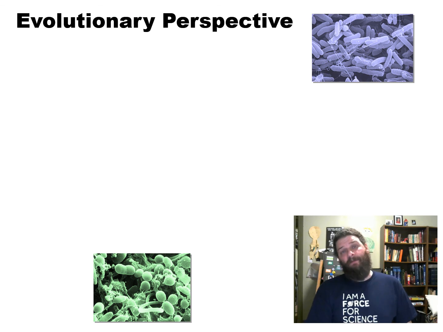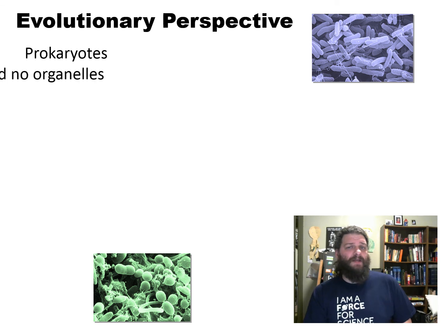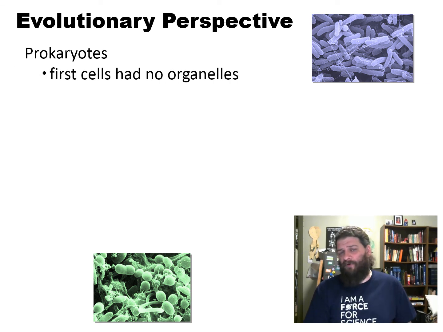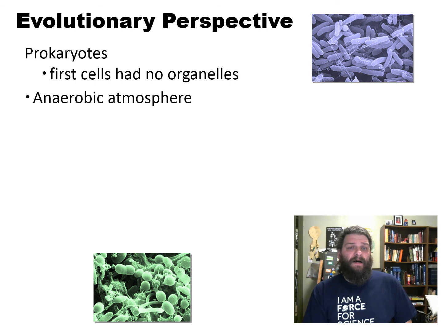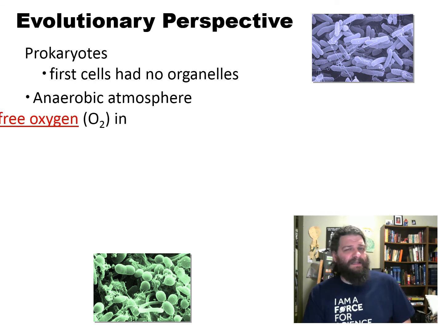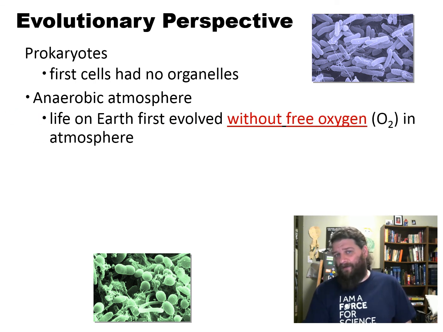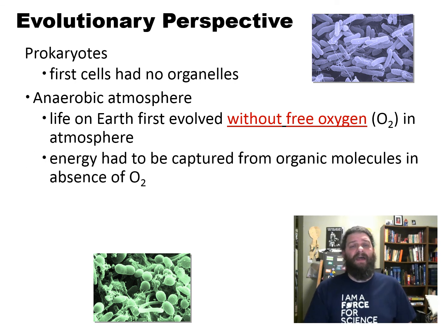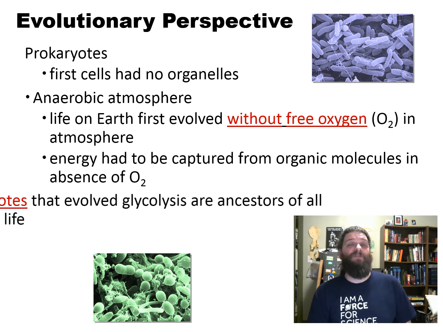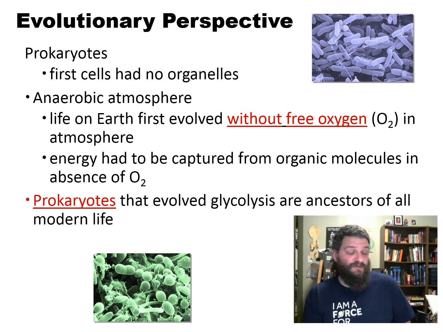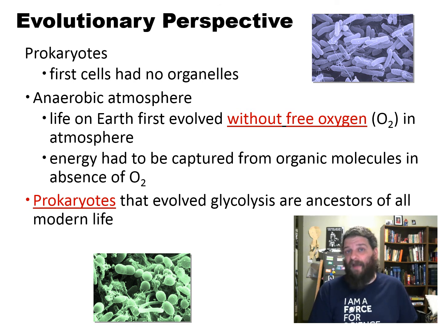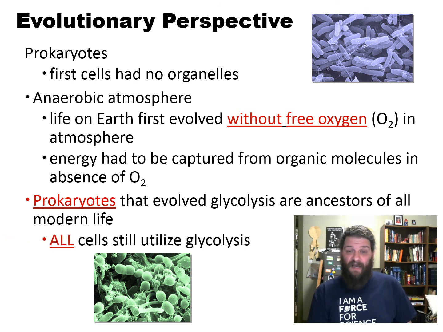When we look at metabolic pathways from an evolutionary perspective, it's good to start with the prokaryotes. The first cells, like prokaryotes, had no organelles and were evolving in the anaerobic atmosphere without the presence of free oxygen. And so the energy transfer pathways, those chemical reactions, had to evolve without the presence of free oxygen. And those prokaryotes that could do that became the progenitors of all life, not just the prokaryotes.